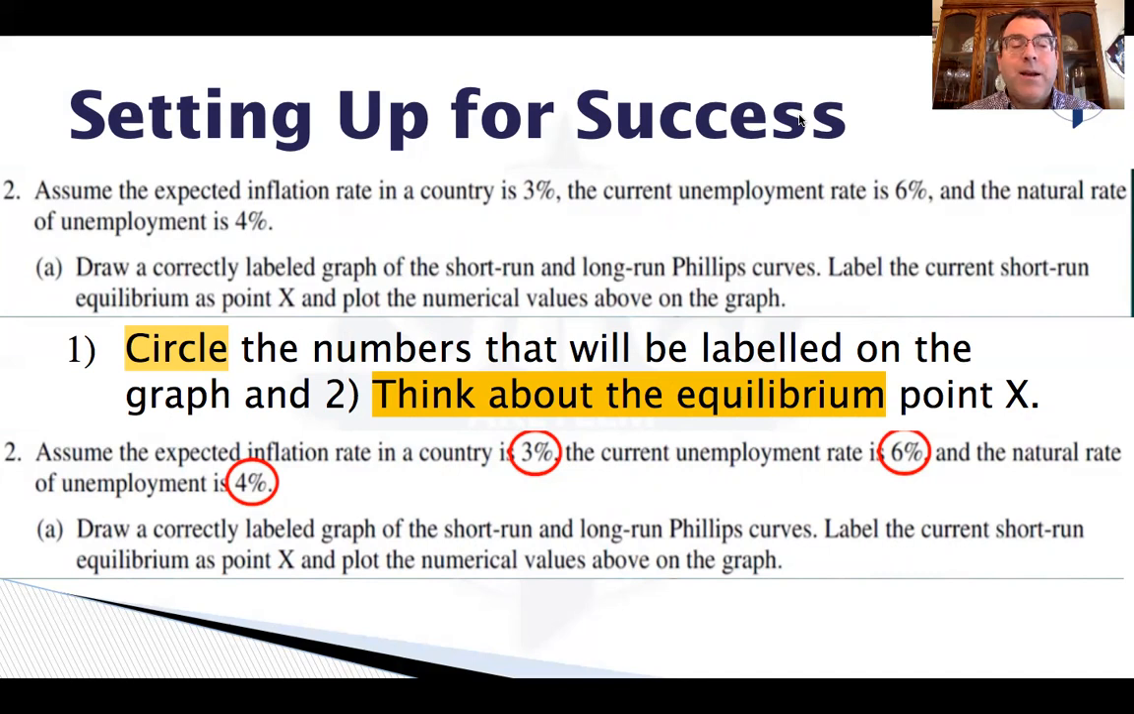So what we're looking at here is we're going to get points for correctly labeling the graph. We want to know how to draw the short run Phillips curve and the long run Phillips curve. We also want to circle the numbers because we know that those 3 numbers are going to appear on our graph someplace. And the last thing that we're thinking about with question A is where are we going to put that equilibrium point of X?